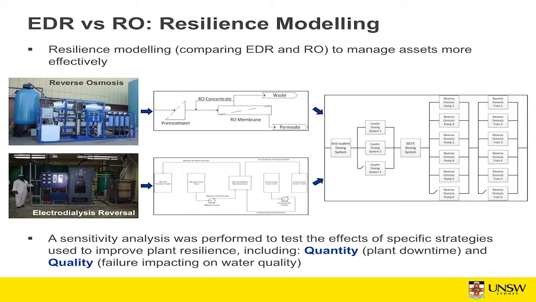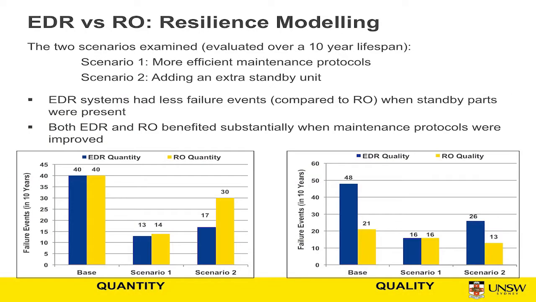And the two scenarios that we put into this model were, one, more efficient maintenance protocols, so having reduced mean downtime, and number two was adding extra standby units for components that were pre-existingly known to fail prematurely.